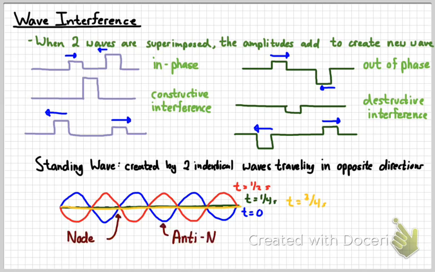The place where there is never any movement is referred to as a node, and the point where there's maximum movement is referred to as an antinode. You may be asked to count standing wave antinodes and nodes or draw them. So for example, the standing wave I've drawn has 7 nodes and 6 antinodes.